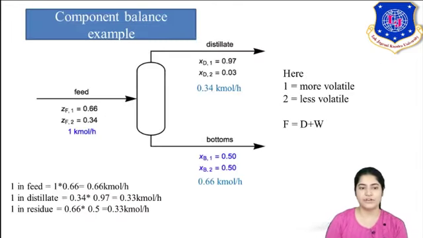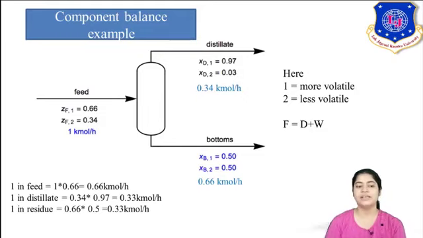Now take an example of a component balance. I have taken a feed where 1 is the more volatile component and 2 is the less volatile. The overall material balance is F equal to D plus W. The amount of feed is equal to distillate plus residue. So that is my overall balance.